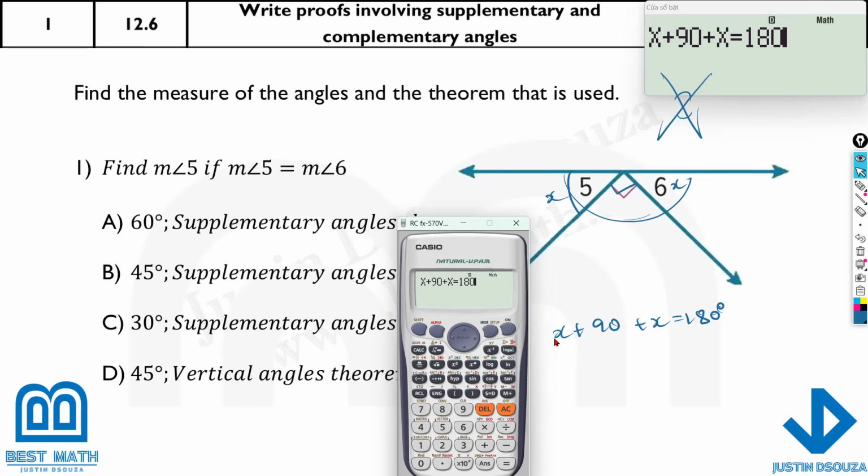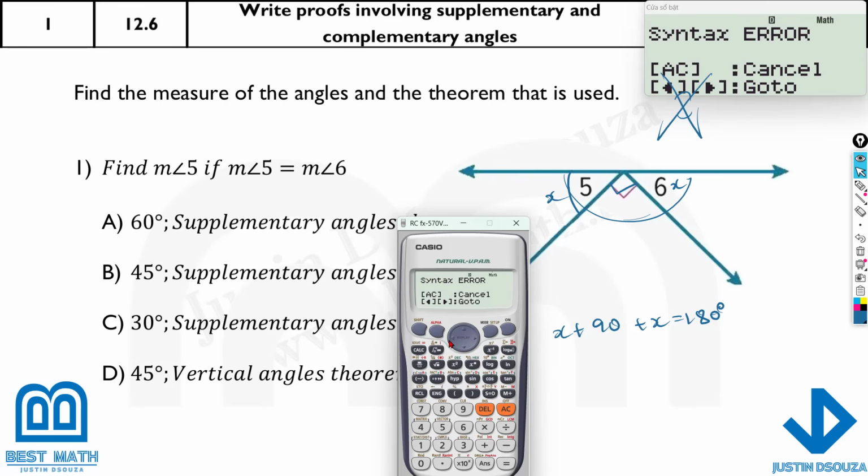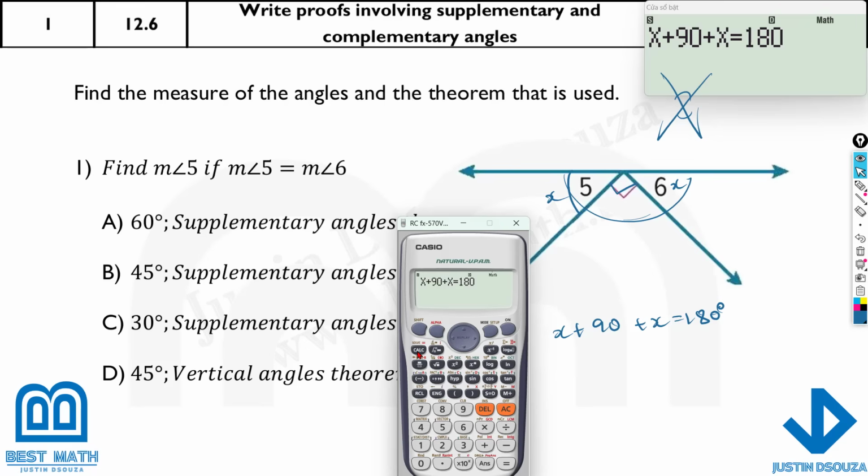You can see there is only one variable unknown. X is the only thing that's unknown. If it's one variable, you can use this unknown variable x. And then if you press equal to, you'll not get the answer. You need to press shift and then you need to press solve.